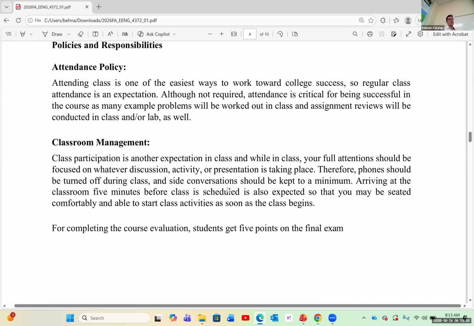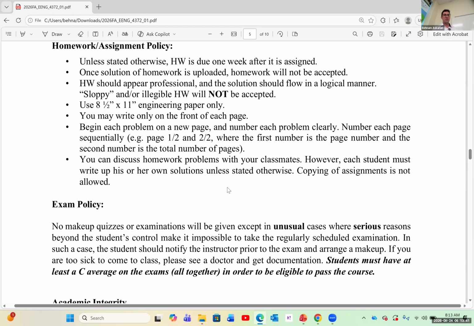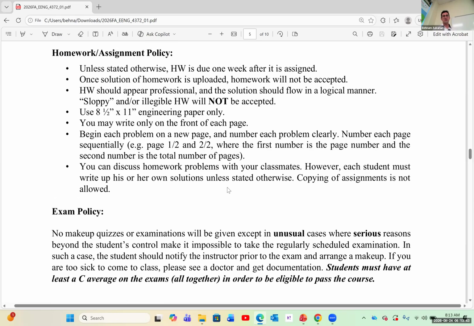Great. Again, attendance also is connected to your quiz as well. So if you miss the quiz, you're going to miss those points as well. Now, I already mentioned homeworks. It doesn't need to be an engineering paper or something. I just want a clear scan and in PDF format of your homework.